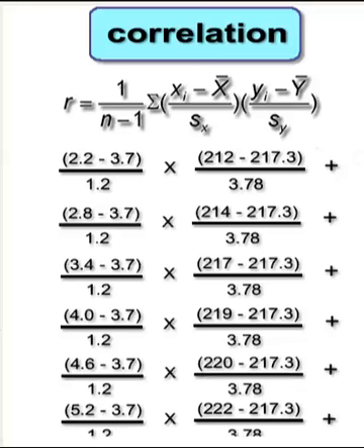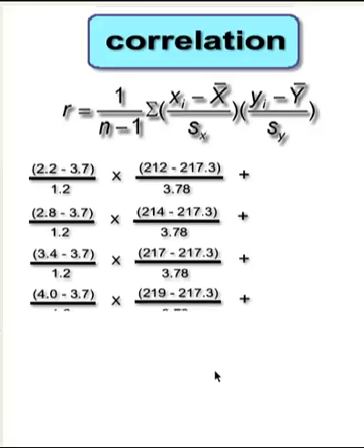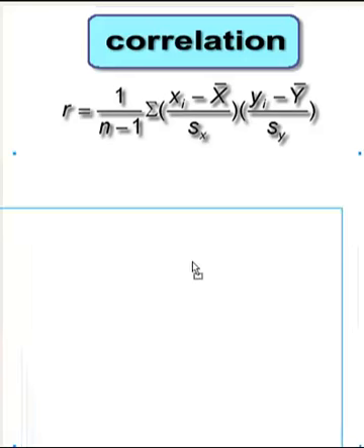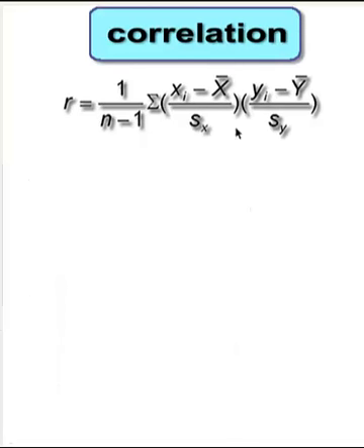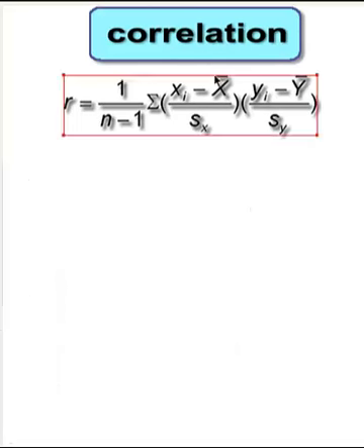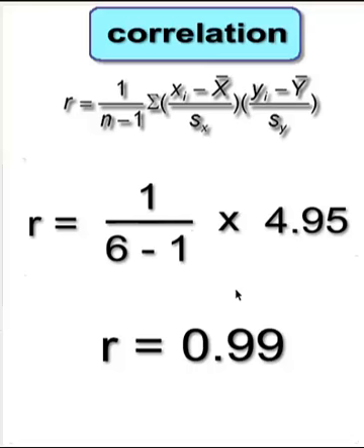I didn't lie about that. You go ahead and do all that math, and you're going to get a grand total of 4.95. So all this mess comes out to be 4.95. So this chunk right here is 4.95, and then you're going to multiply that by 1/5, basically. And that's going to give you your correlation of 0.99.